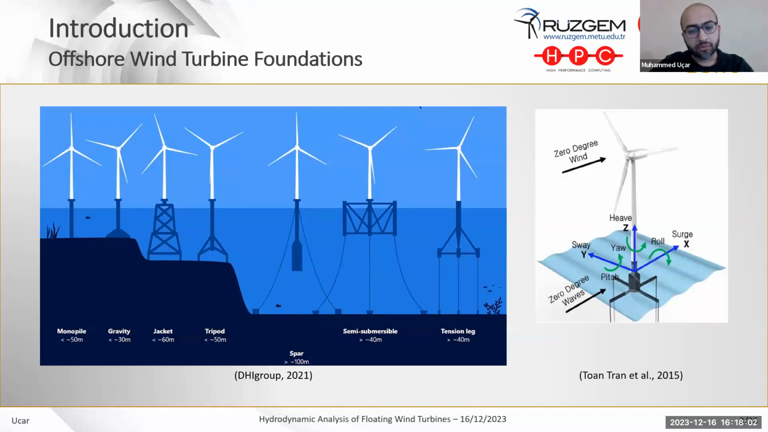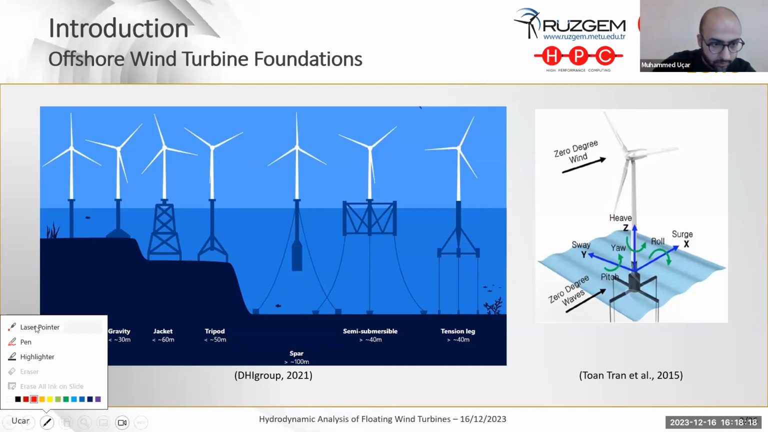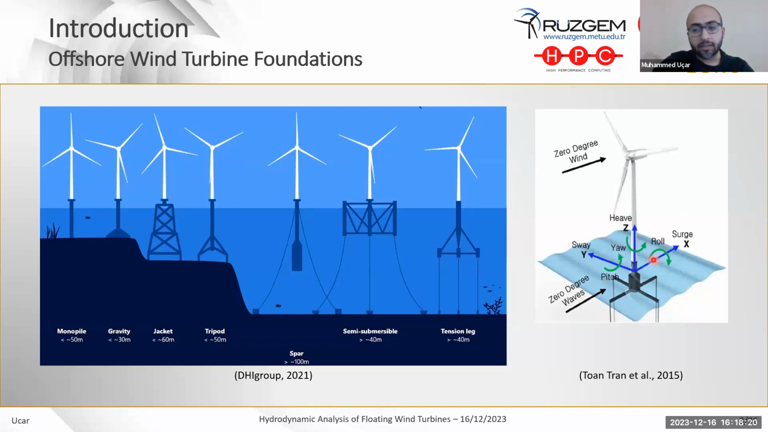Beyond 60 meters, we are full of floating turbines. So the main difference between floating and fixed-bottom turbines is the 6 degrees of freedom. Let me remind you again. In translation, the X direction is called surge, translation in Y is sway, Z is heave, and the rotations about X, Y, Z are roll, pitch, and yaw respectively. We will come to that point again later on.